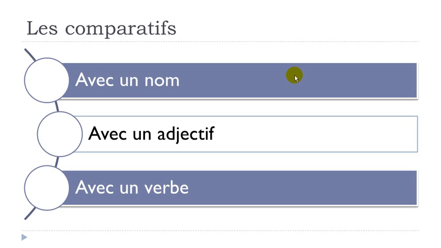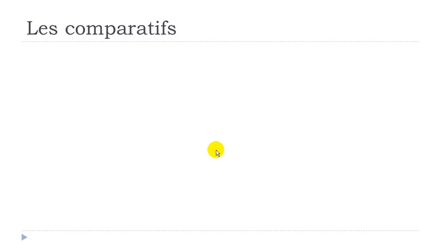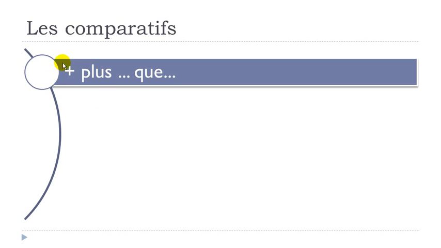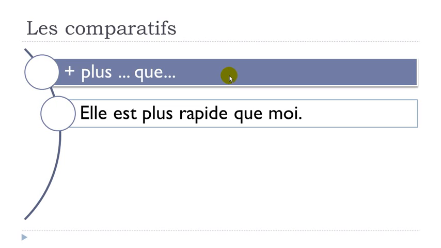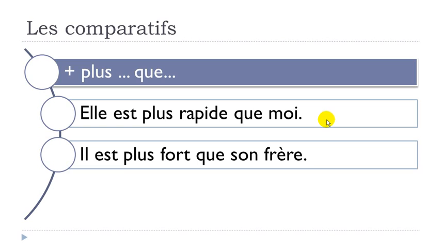Now let's see if you want to compare and use a structure with an adjective. Donc avec un adjectif. First structure, if you want to say more, you will use plus, and in that case you don't pronounce the S. Then you put your adjective, and after that que, than, and the rest of the sentence. Elle est plus rapide que moi. Rapide is fast. Il est plus fort que son frère. Fort is strong.